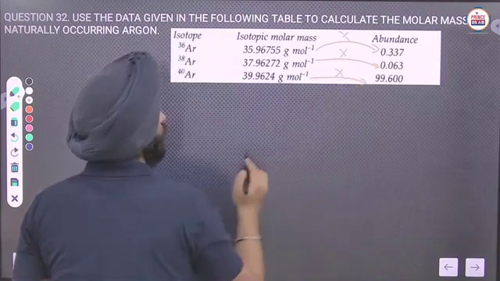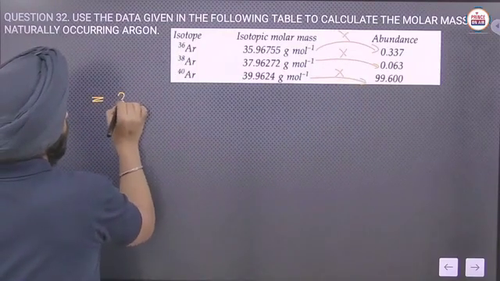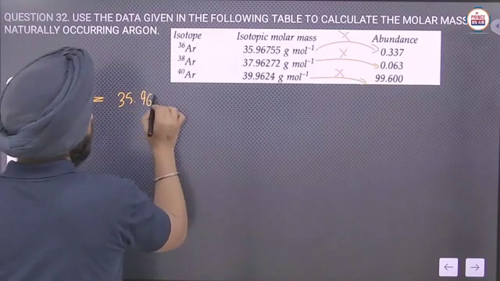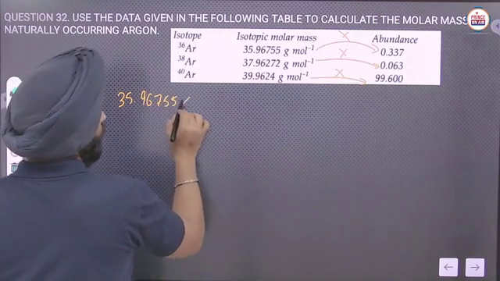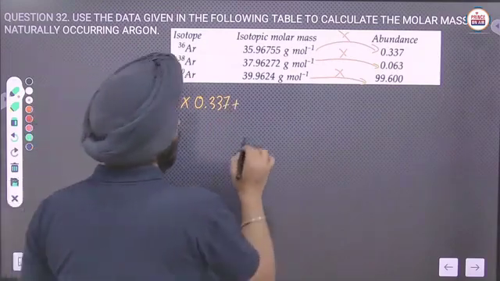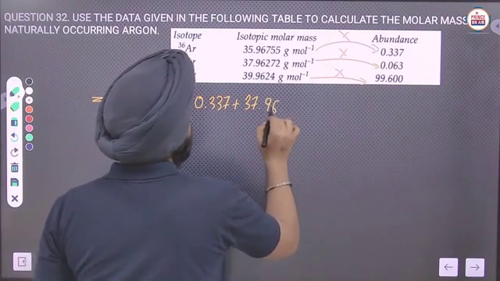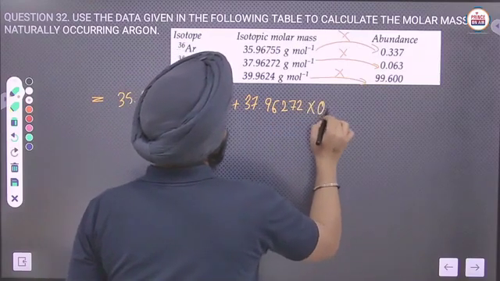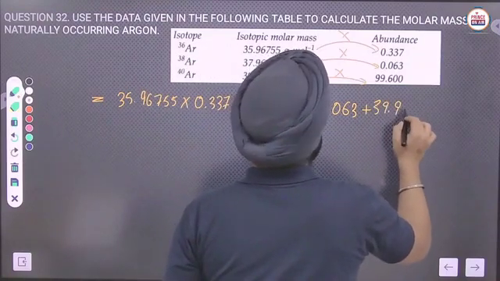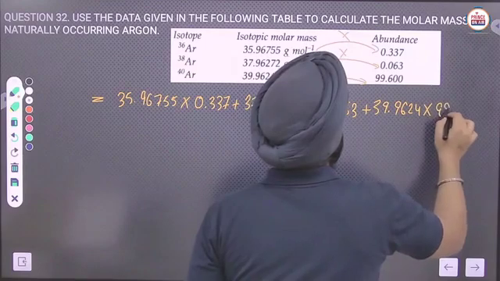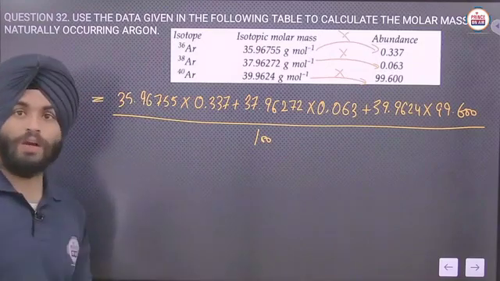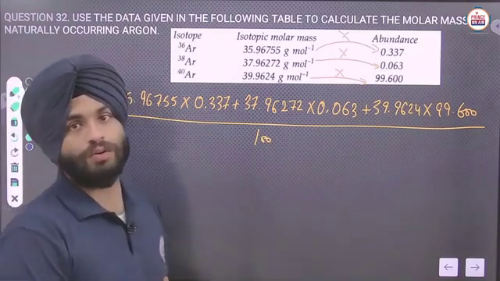Do that multiplication. So it will be 35.96755 into 0.337 plus 37.9672 into 0.063 plus 39.9624 into 99.600, divided by 100. So only this calculation you have to do, and through that calculation you can get the average atomic mass.